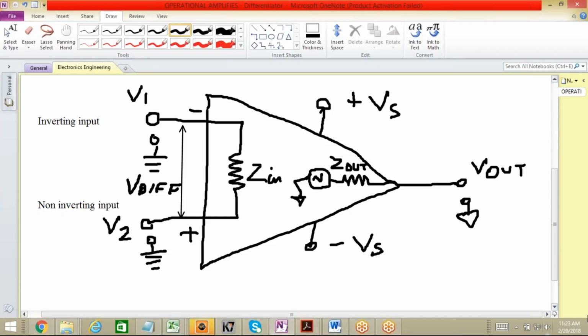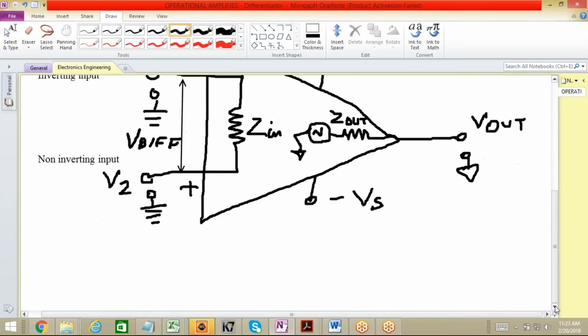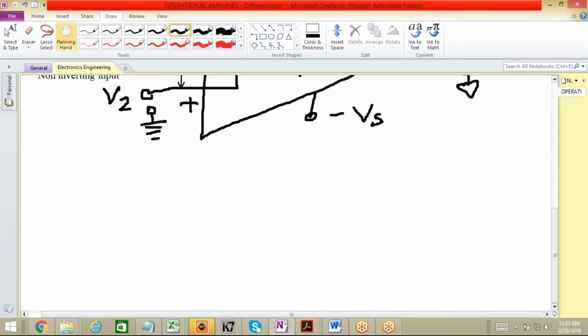Let me write it so that you can have a better view. The output voltage can be termed as V out, and this will be equal to the amplifier's open loop gain times V2 minus V1.